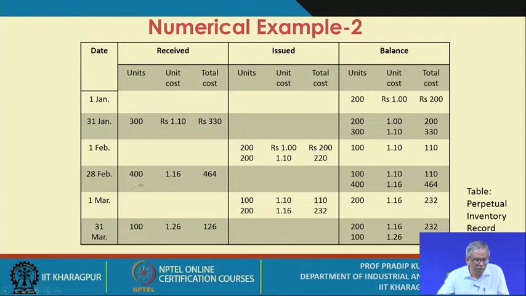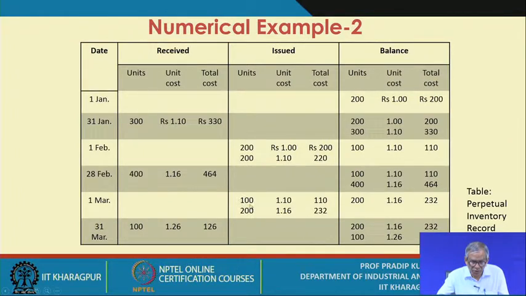So, again you received 400 units, the unit price is 1.16. So, the total value is 464. So, already you have 100 units, now you add 400 units with its value of 464. Is it okay? So, everywhere you apply the FIFO method, and similarly you consider the issued amounts.